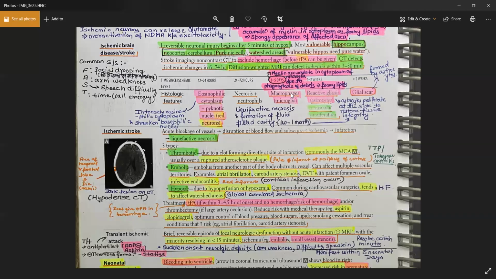Okay, but please note that the recruitment of these macrophages is very slow. As a result, you cannot have the healing process very soon in case of the ischemic stroke. So you will have the lesion for a lifetime.